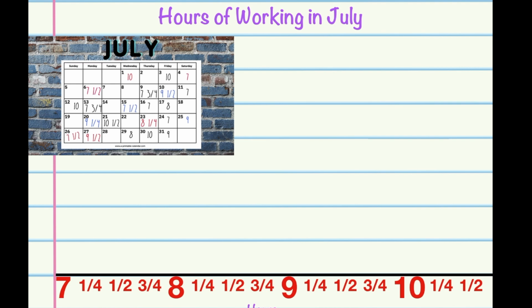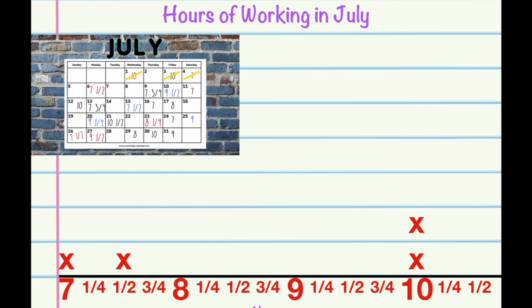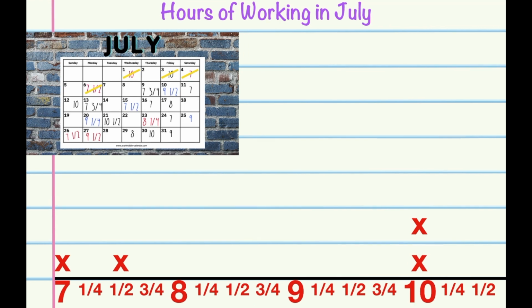And let's get the calendar back up here so we can take a look at it, and we'll plot our data. Let's go day by day using the calendar and plot our data the way it comes up on the calendar. So we're going to start with July 1st. July 1st, I worked 10 hours. So we'll mark an X over the 10 on our line plot. July 3rd was another 10-hour day. So another X above the 10. July 4th was a 7-hour day. We'll put an X above the 7 on our line plot. July 6th, 7.5. July 9th, 7 3/4. And then we'll continue on marking each day on our line plot.